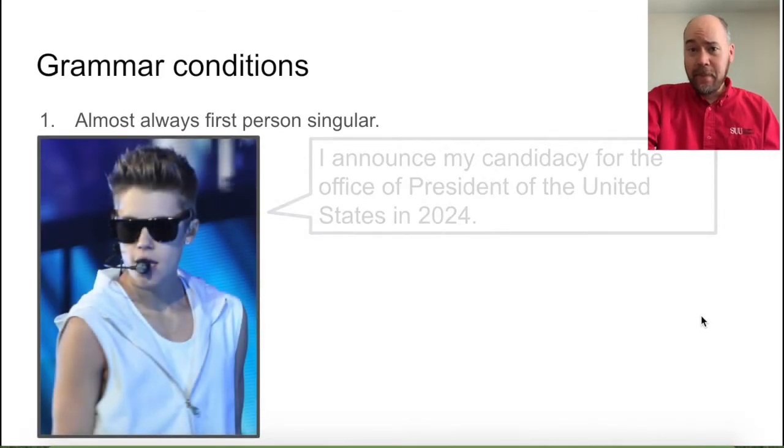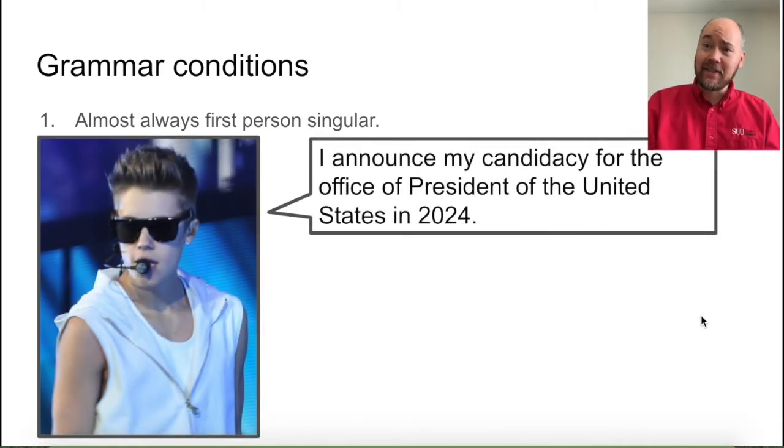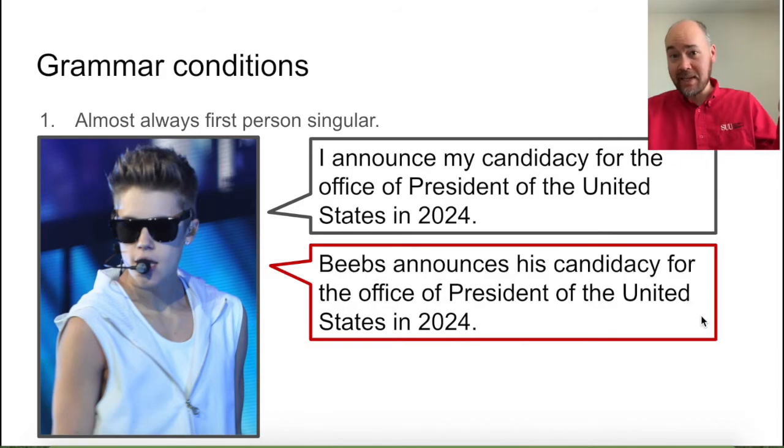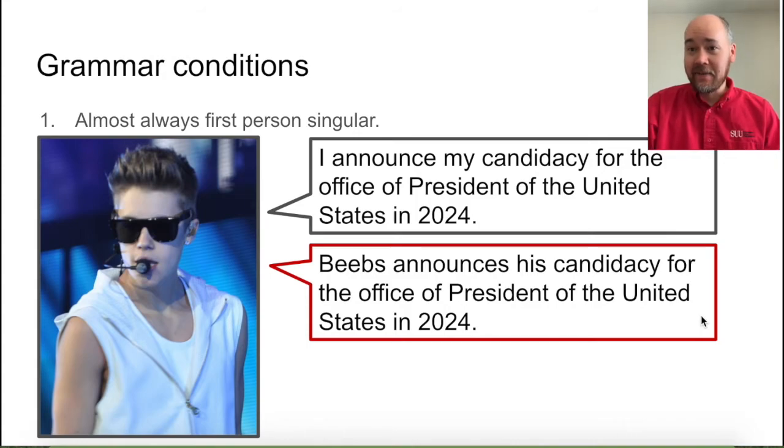So Justin Bieber, he can announce his candidacy for the office of President of the United States in 2024, and this would be infelicitous for other reasons, but the grammar makes sense. Infelicitous because he's not a citizen of the U.S., or he wasn't born in the U.S. anyway. You can't generally make a performative utterance with a third person subject, right? So he or she or Biebs announces his candidacy for the office of President of the United States in 2024.